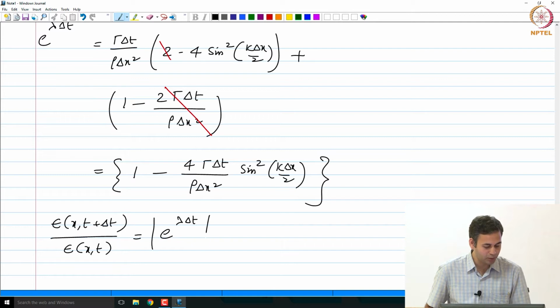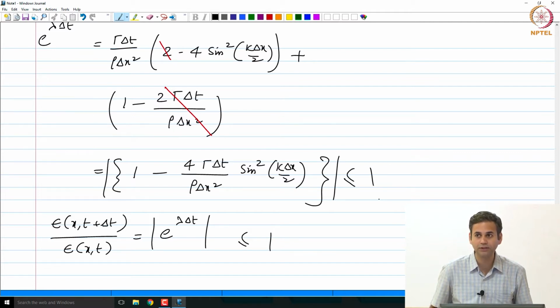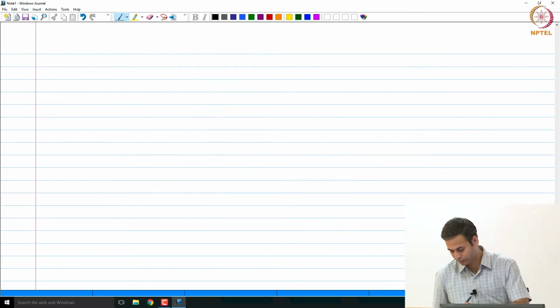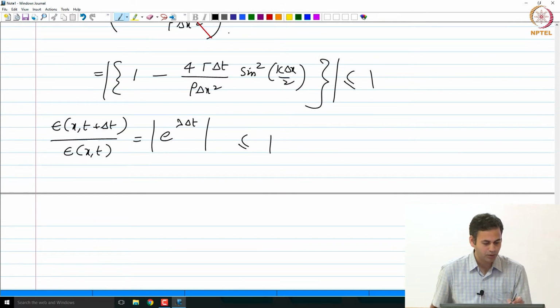So, we want this to be less than or equal to 1, right. That means, we want the modulus of this to be less than or equal to 1, right. That is the condition we are imposing in order to get a relation, if any exists, between delta t, delta x and other parameters, right. So, essentially, okay. So, what will be this value now?